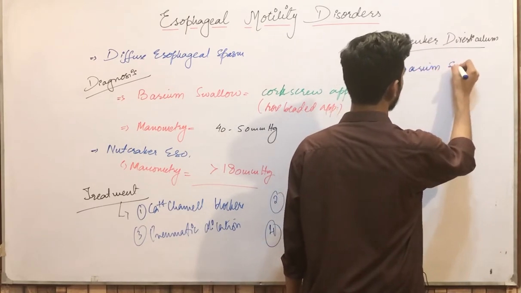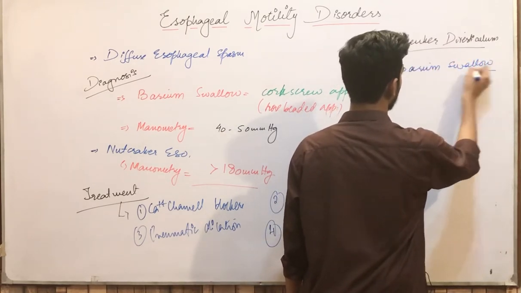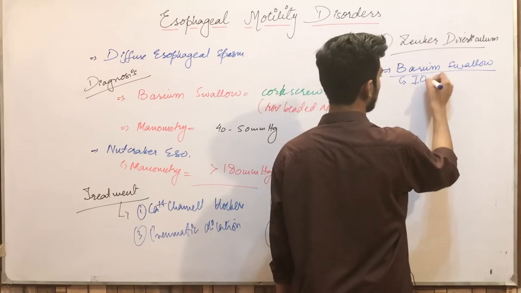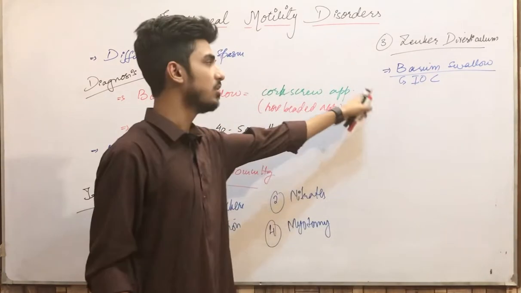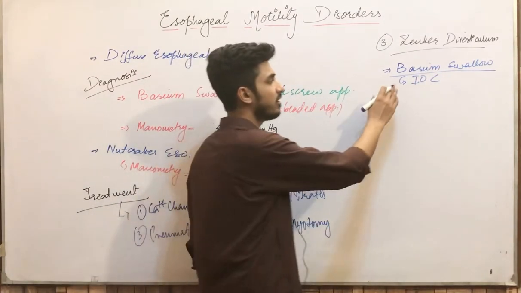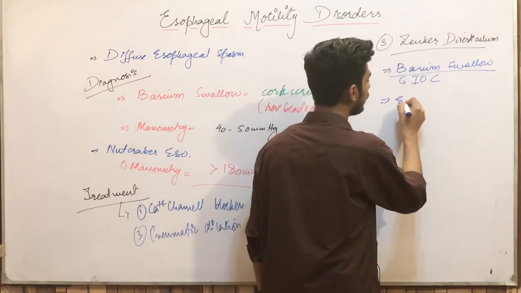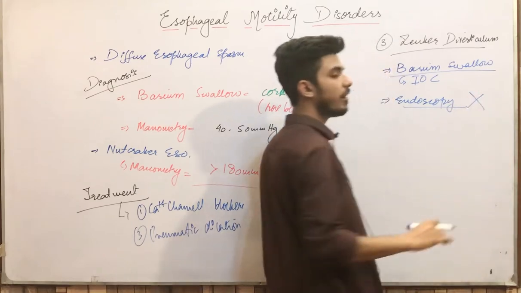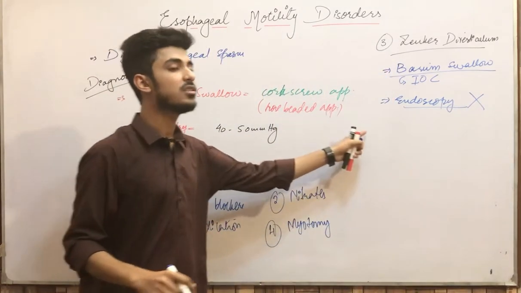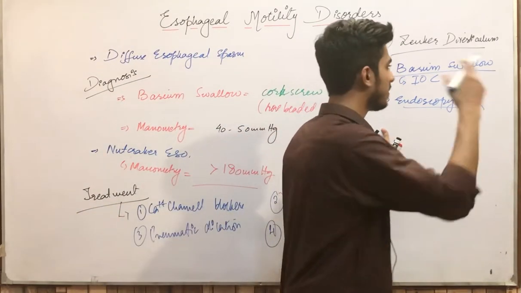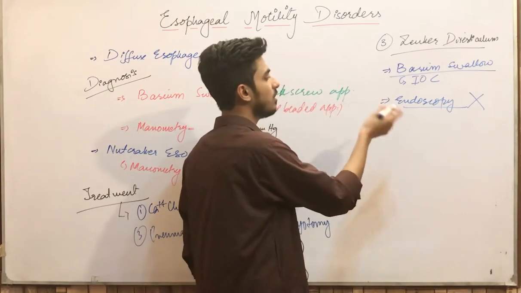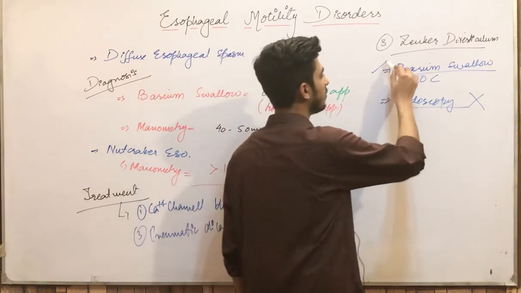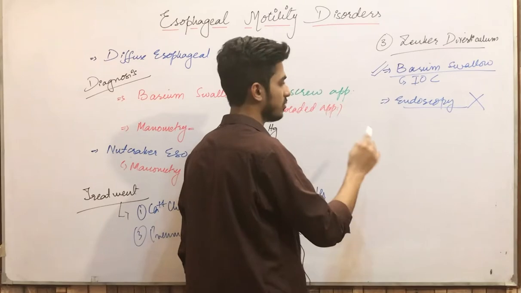Diagnosis is once again the barium swallow, and this barium swallow is the investigation of choice in this condition. You can easily diagnose Zenker diverticulum by the barium swallow, and you won't do the endoscopy in this condition. Try to not do endoscopy in this condition because there are many chances of perforation of that pouch. So you have not to do the endoscopy, you will be carrying out the barium swallow. It is the investigation of choice.